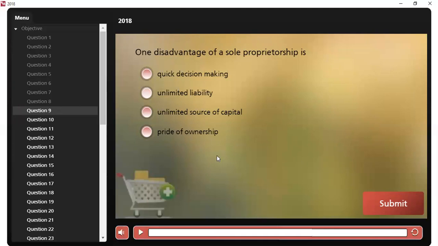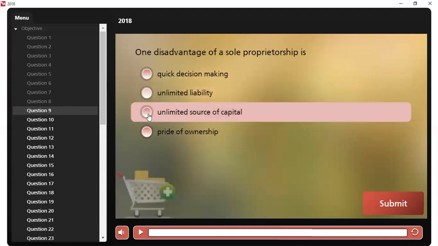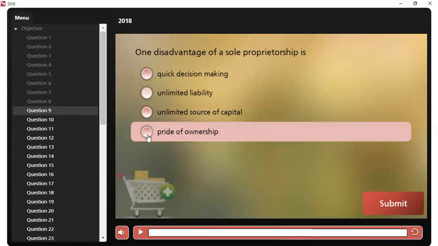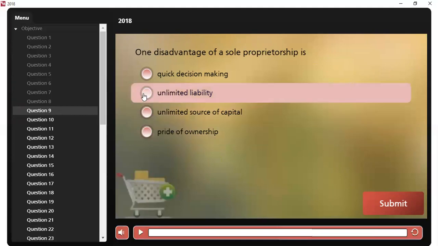Question 9. One disadvantage of sole proprietorship is: A. Quick decision making, B. Unlimited liability, C. Unlimited source of capital, D. Pride of ownership. The right answer is unlimited liability. So many risks to bear here.